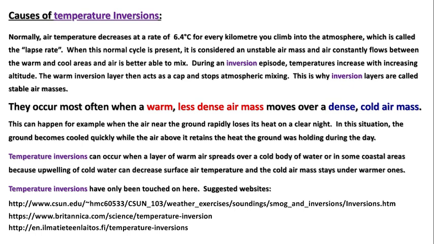They occur most often when a warm, less dense air mass moves over a dense, cold air mass. This can happen, for example, when the air near the ground rapidly loses its heat on a clear night. In this situation, the ground becomes cooled quickly while the air above it retains the heat the ground was holding during the day. Temperature inversions can occur when a layer of warm air spreads over a cold body of water or in some coastal areas because upwelling of cold water can decrease surface air temperature and the cold air mass stays under warmer ones. Temperature inversions have only been touched on here. Suggested websites follow.